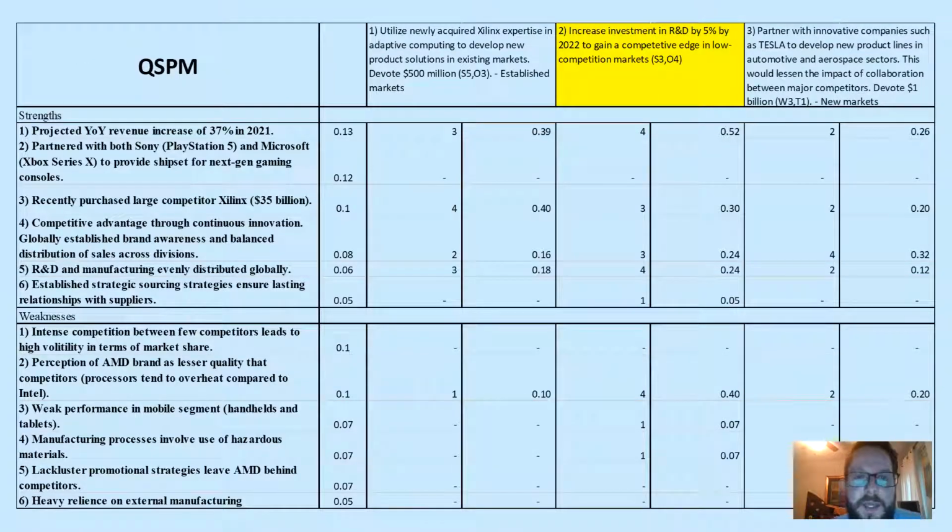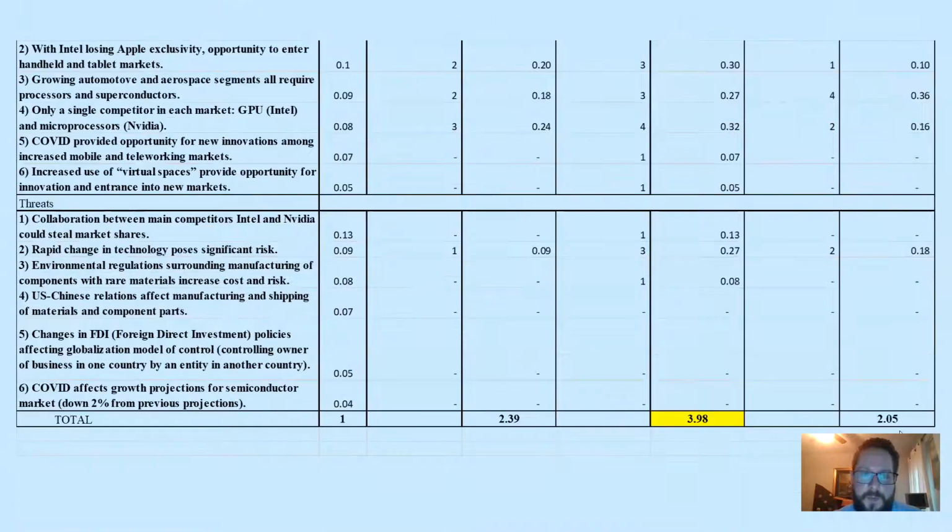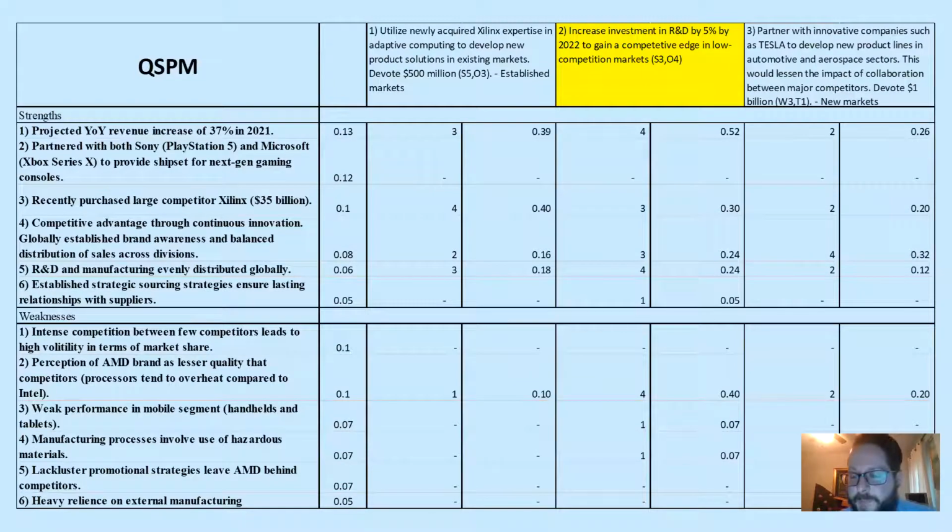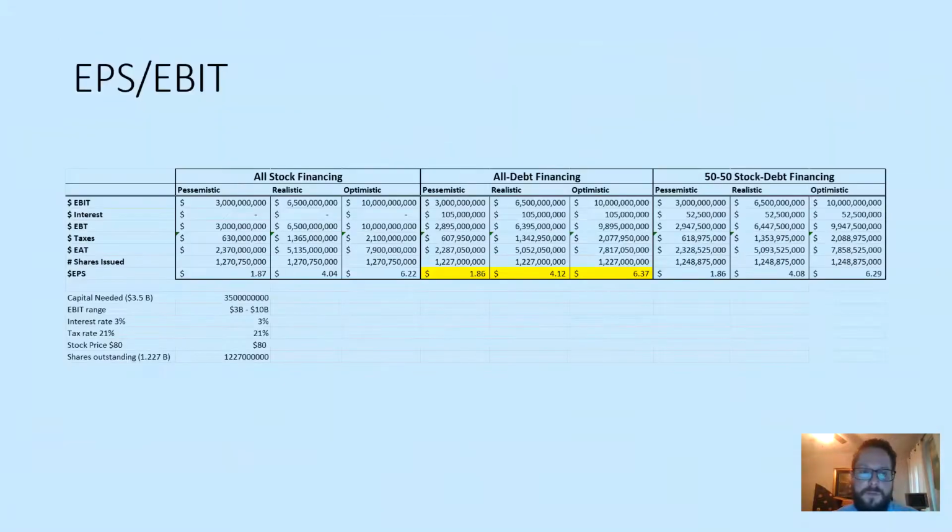So moving on to the QSPM. As you can see, I have these 3 strategies that I had highlighted before. And the reason number 2 is highlighted is that you will see on the next slide that it is my recommended strategy out of these 3. I don't think there's any numbers behind me, but we'll give it a quick peek. So as you can see, with a total score of 3.98, my recommended or most important strategy is to increase the R&D budget to keep ahead of the pack, which again, R&D is AMD's competitive advantage, so it's not really a surprise. It's just putting in black and white what other people would have already expected.